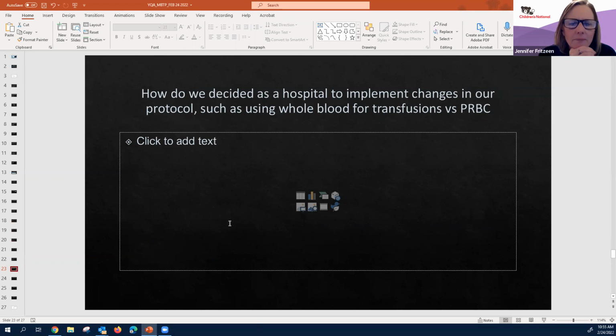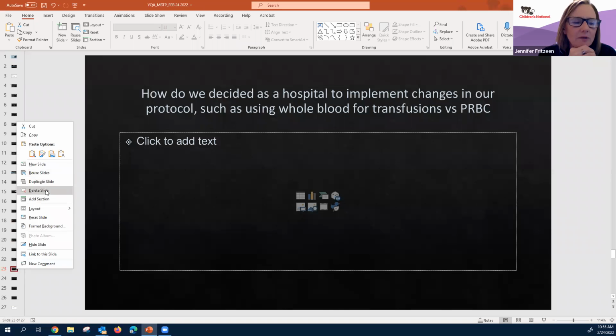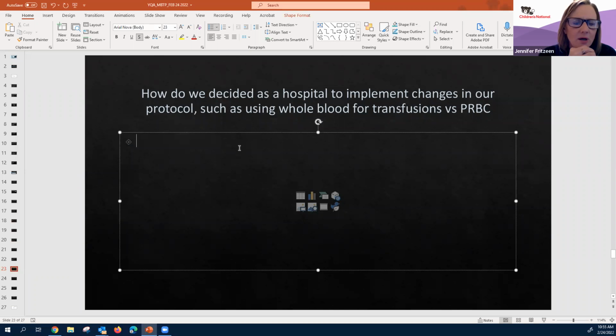Yes. How do we decide as a hospital? Oh, I think we just discussed that. I'm just going to delete. But I think everybody, there is a blood, it's called the blood utilization committee, and that's where all the decisions are brought as far as making hospital decisions.